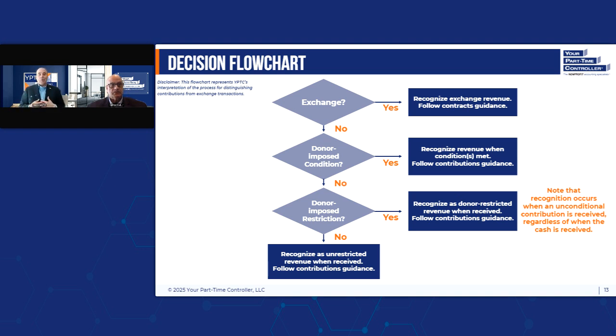Now, notice the word donor in both the conditions and restrictions. That's because only a donor can impose conditions and impose restrictions. If the board of an organization would like to set money aside for a rainy day or for some future use, we do sort of carve that out, but that is considered without donor restrictions. Only a donor can impose restrictions that affect how we report our revenue.